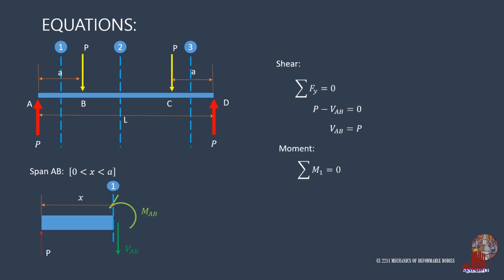For the moment, take the summation of moments about the cutting plane 1. Designate clockwise moments as positive, so there is P times distance X, then subtract moment of AB as it moves counterclockwise. Transpose the moment to have moment of AB as P times X.